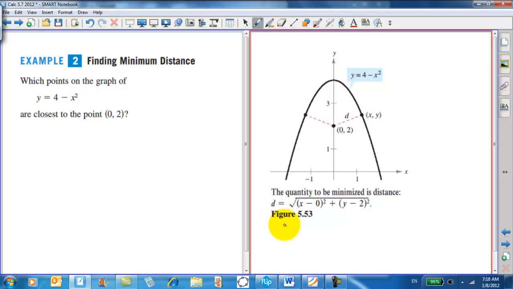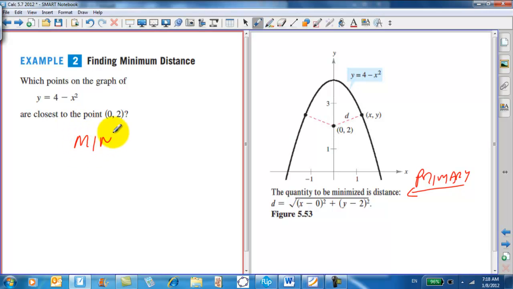And notice here's our problem again. We've got too many unknowns in this. We've got distance is unknown, and the x coordinate and the y coordinate. So this is our primary equation right here. And you want to minimize distance, have the closest point. So minimize distance d.